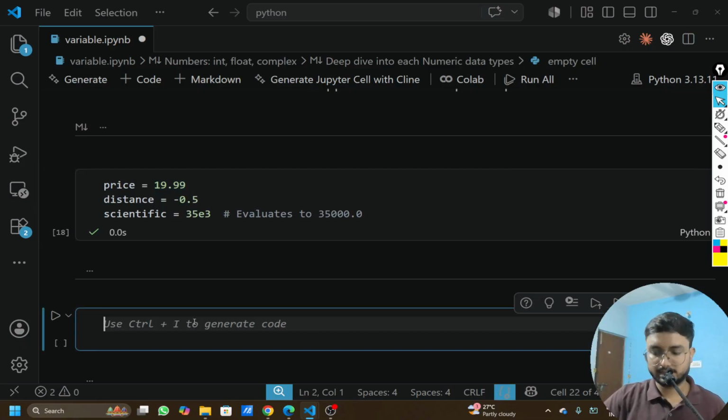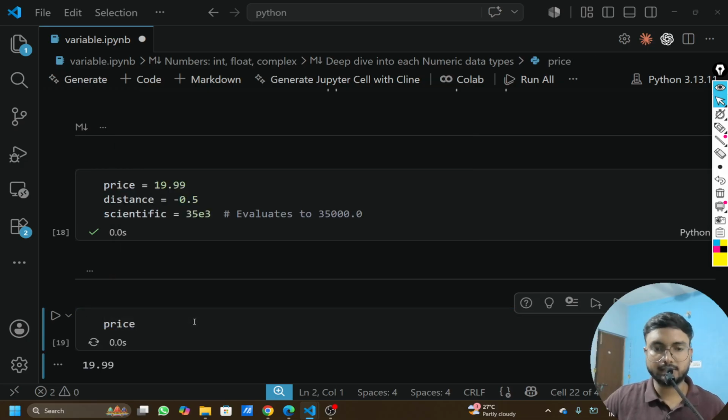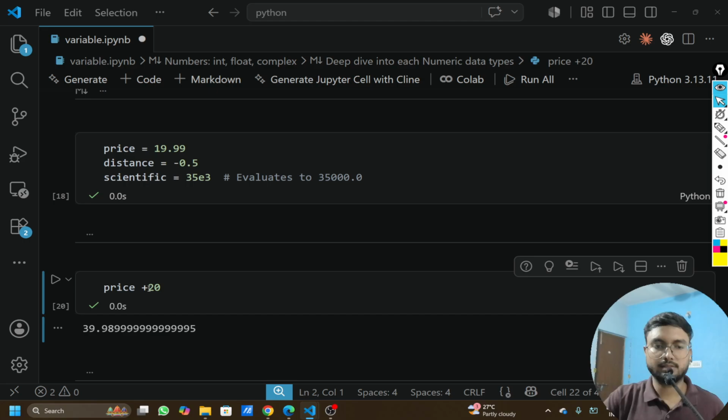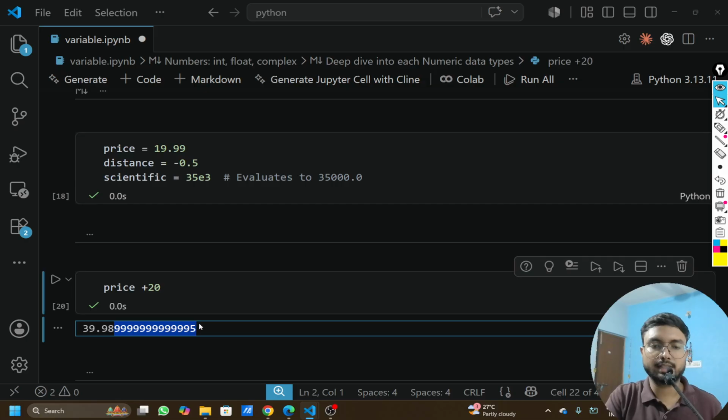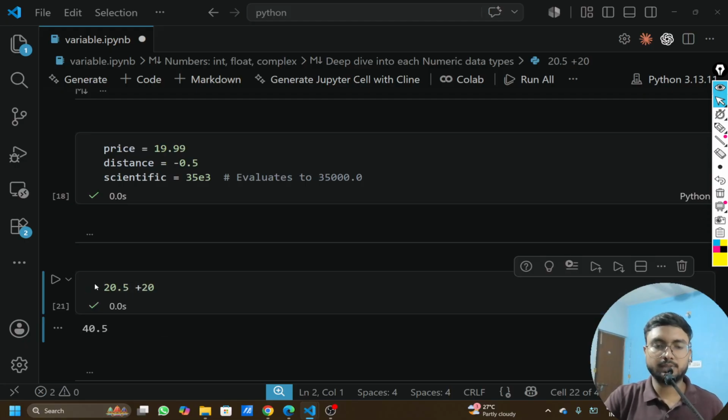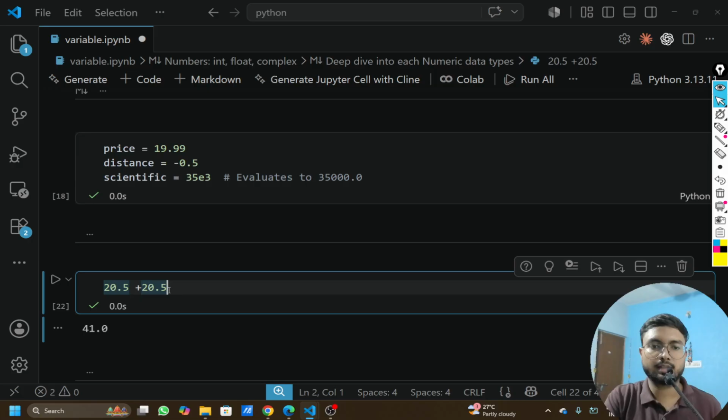So let's print it one by one. For price, you can see I'm getting 19.99. And if I try to add some values to it, this is working fine. Now we'll talk about this in our next video in the advanced lecture. For now, let's stick to it, and let's add, say, 20.5 plus 20, which is 40.5. Now 20.5 plus 5, this is also working. So, hope you got this clear.